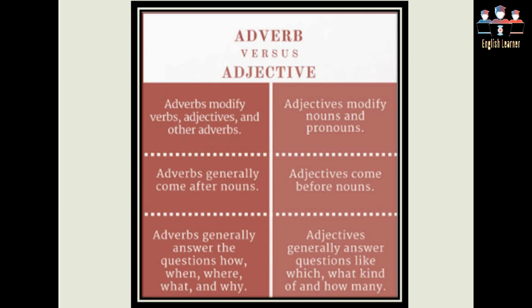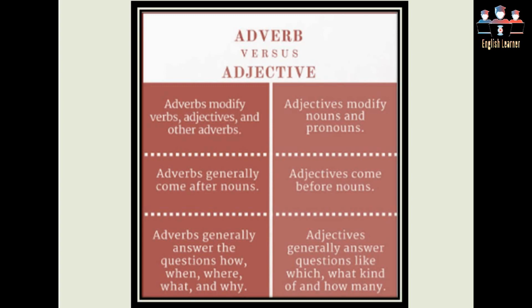Number 2. Adjectives come before nouns. So this is the major difference with respect to the sentence structure, that adverb is going to be placed after nouns, whereas adjectives are going to be placed before nouns. Point number 3. Adverbs generally answer the questions how, when, where, what, and why, whereas adjectives generally answer the questions like which, what kind of, and how many. It means that these are very much different with respect to their function as well as their placement in the sentence.